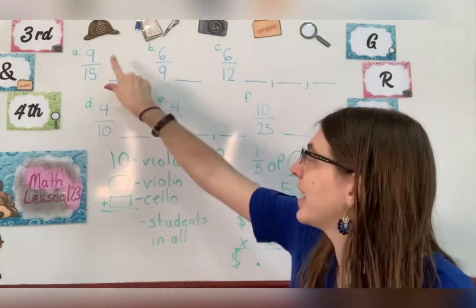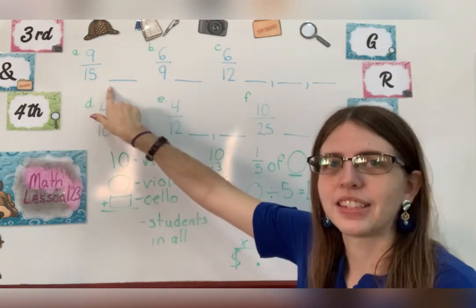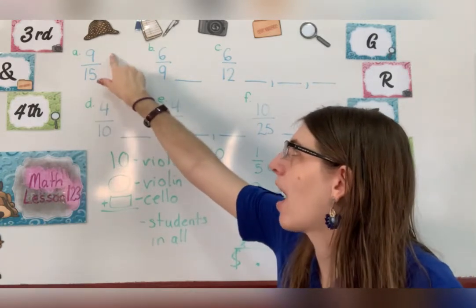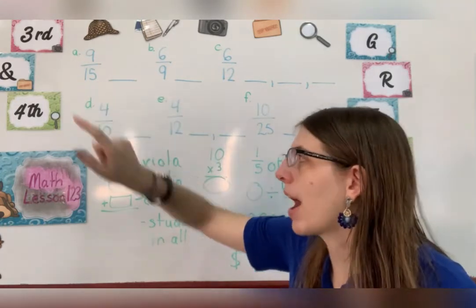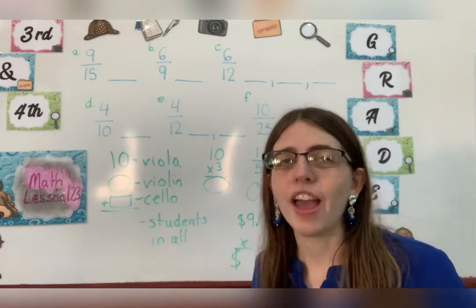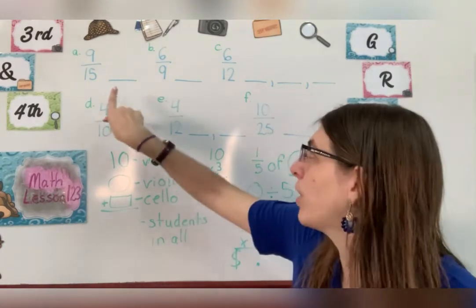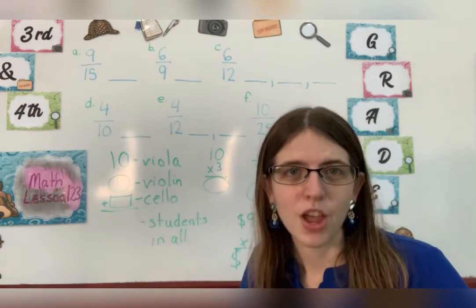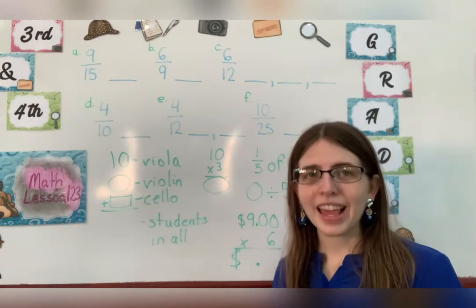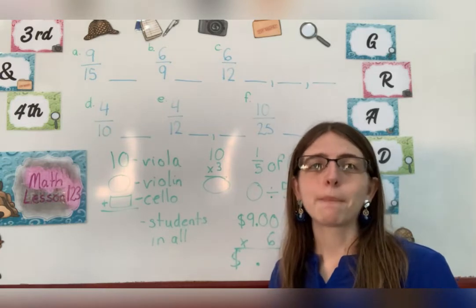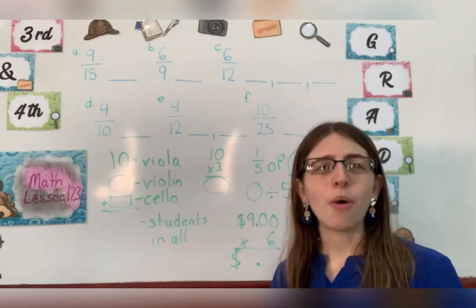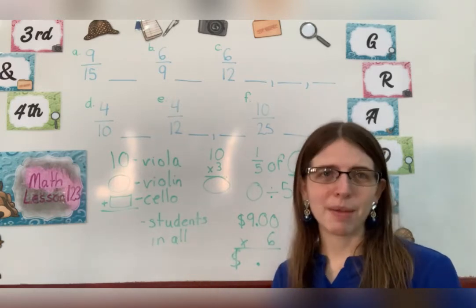Letter A is 9/15. So what number can I divide both 9 and 15 by? I'm looking for any and all numbers. Now there's only one space. So that means there's only going to be one answer. Remember, to try to find the answer, we start with the number 2. We don't start with 1 because we know every number we can divide by 1.